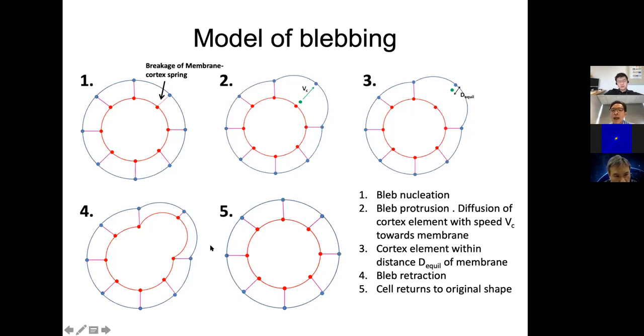People have actually, I think, imaged or attached fluorescence to the actin and shown that the actin monomers either diffuse or get transported into this new bleb area. So this reformation of the cortex is, I think, shown experimentally to be that mechanism.